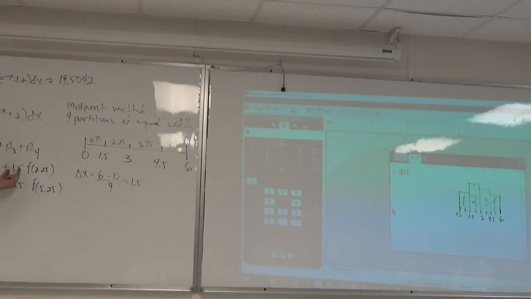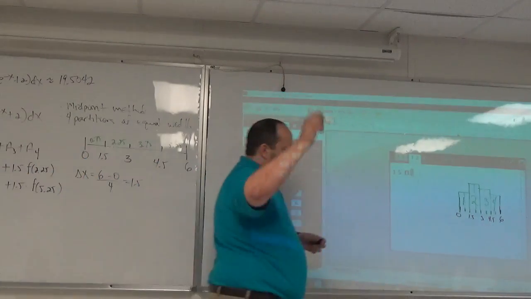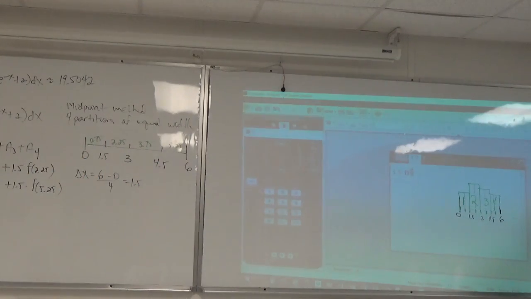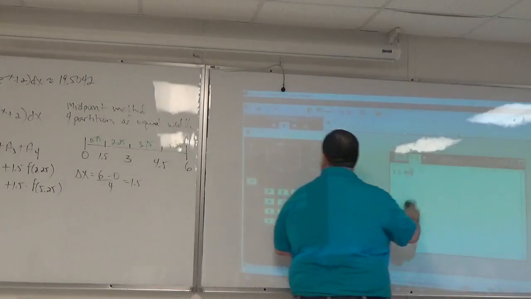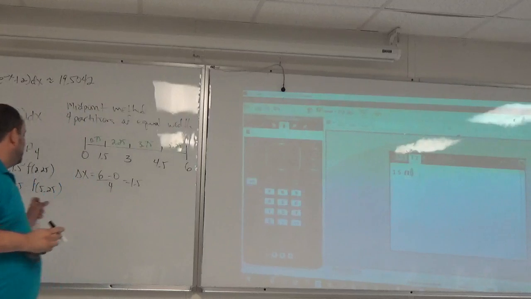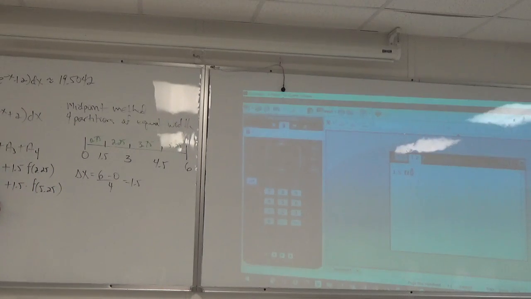The width of each rectangle is the same. That shouldn't be a surprise. We built it that way. We set a uniform partition. F of 0.75, I don't need to know it in my head. I can get it out of my calculator. F of 2.25, f of 3.75, f of 5.25. Now, Aaron is doing a great job in the back, and here's the thing for everybody that's watching at home or in the class. I want you to go to your calculator and type this in one step.